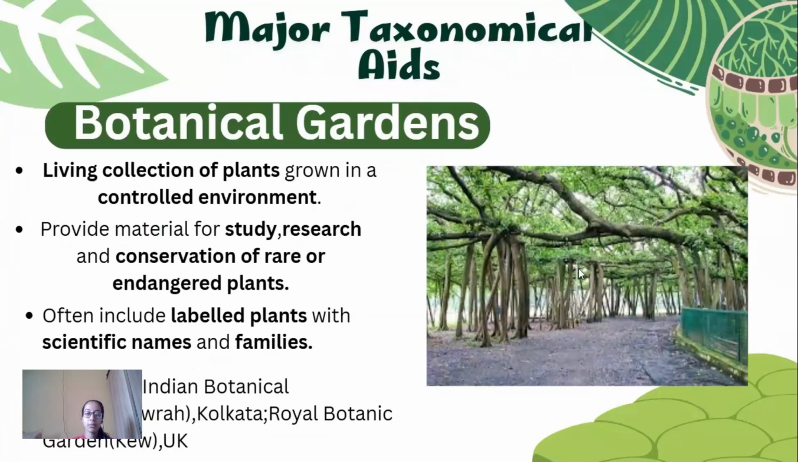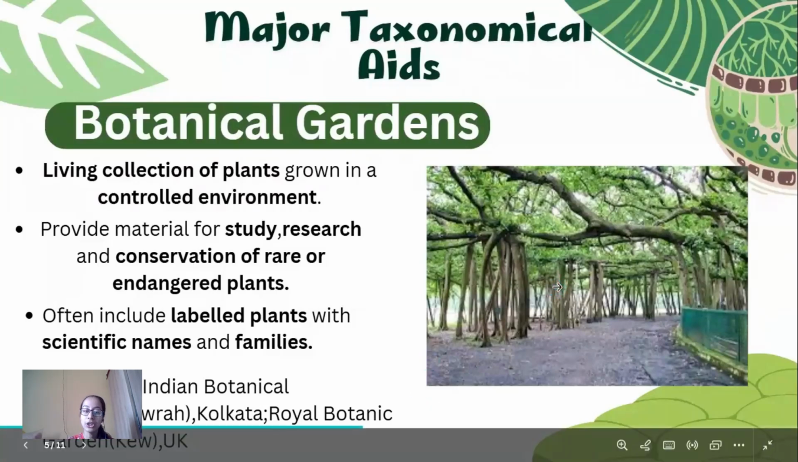The second taxonomical aid is a botanical garden. It is a living collection of plants grown in a controlled environment. It provides materials for study, research, and conservation of rare or endangered plants. It often includes labeled plants with scientific names and families. Example: Indian Botanical Garden, Howrah, Kolkata, and Royal Botanic Garden, that is located in Kew, UK.